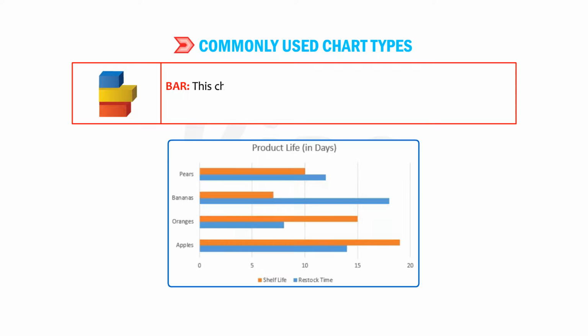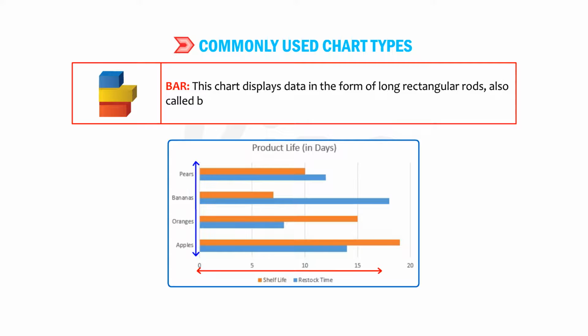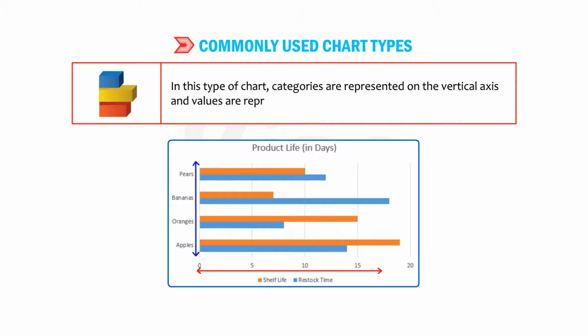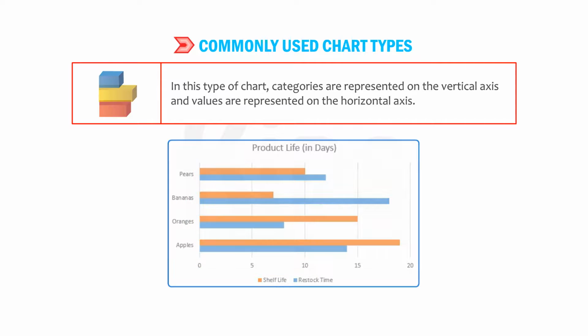Bar chart. This chart displays data in the form of long rectangular rods, also called bars, that are placed vertically or horizontally on the chart area. A bar chart illustrates comparisons amongst the individual items. In this type of chart, categories are represented on the vertical axis and values are represented on the horizontal axis.